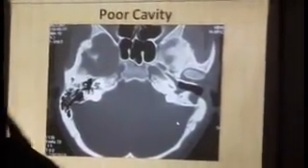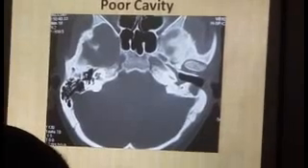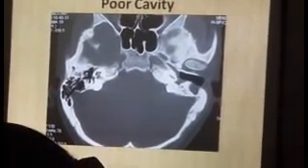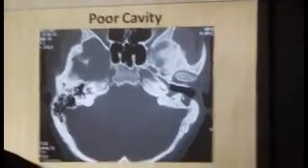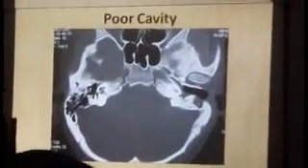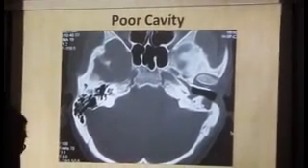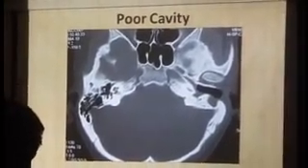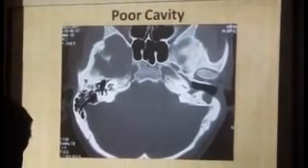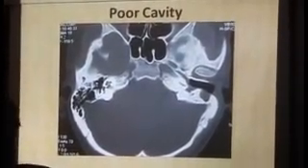But this is a typical example of a poor cavity. Look at the left side of the scan. Look where the facial nerve is. And see how much bone, how much of a facial ridge has been left behind, dividing the entire cavity into two compartments. This cavity is going to be wet till kingdom comes, unless you revise this surgery and bring this facial ridge down. So this is a typical example of a poor cavity.